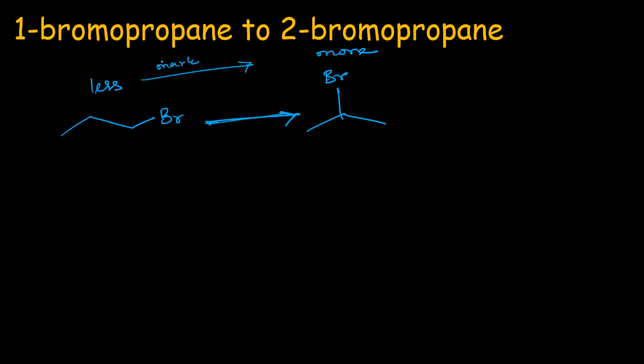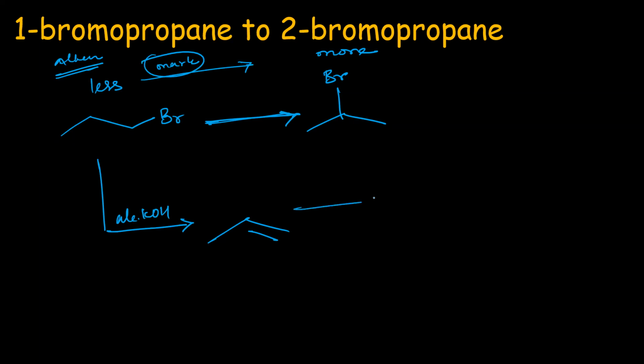Now, in order to make Markovnikov, I need an alkene, right? Because Markovnikov addition happens only in alkene. So first of all, we'll make an alkene like this using alcoholic KOH. I will get an alkene like this. This Br will be removed, dehydrohalogenation. And then further, I will be using HBr in dark. And that will give me the Markovnikov addition.